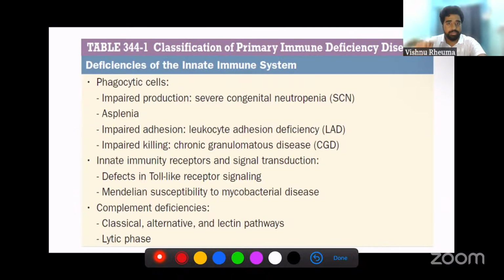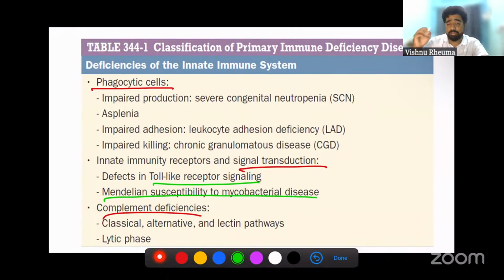PIDs, firstly, innate immunity deficiency. What are the three arms of the innate pathway? The phagocytic system, then you have the complement system, then you have the signal transduction system, where you have your toll-like receptor. So toll-like receptor damage here leads to Mendelian susceptibility to mycobacterial disease. Complement deficiencies, again, classical pathway, alternative pathway, lectin pathway, either of the pathways can be defective.